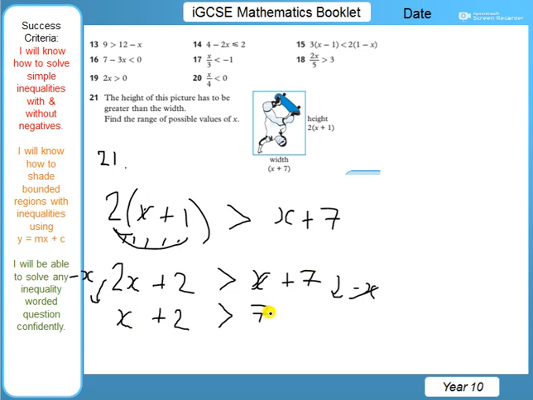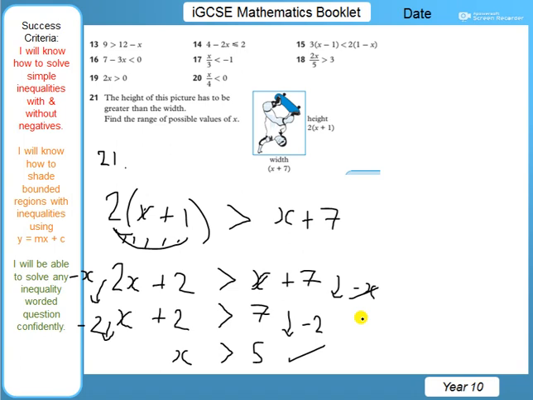We're left with 7. And then a step you already did in the first question. You need to minus 2 then from both sides to give us x is greater than 5. And we're done. So don't let these worded questions confuse you.